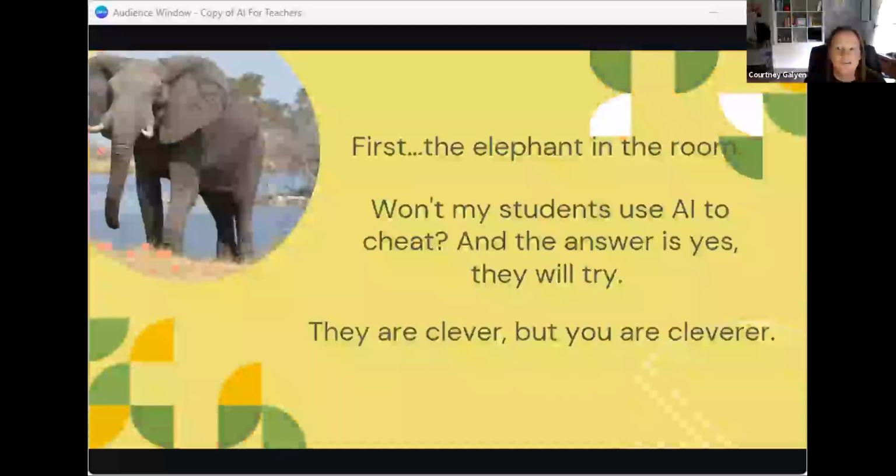So first, the elephant in the room. Won't my students use AI to cheat? And the answer is yes, they will try. They are clever, but you are clever.